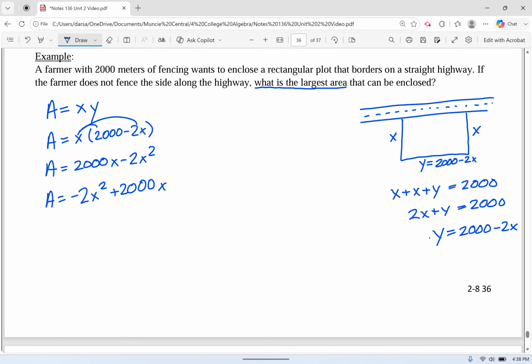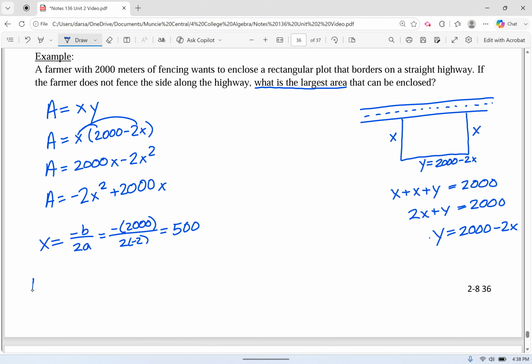Y'all, this is a quadratic equation. And where is the maximum on a quadratic equation that opens down? Oh, it's at the vertex. So we're going to find our vertex. Whenever we want to maximize or minimize a quadratic that is in the shape of a parabola, we usually want to find the vertex. So remember, how do we find the vertex? Negative b over 2a. So negative 2,000 over 2 times negative 2. That's 2,000 divided by 4, which is 500.